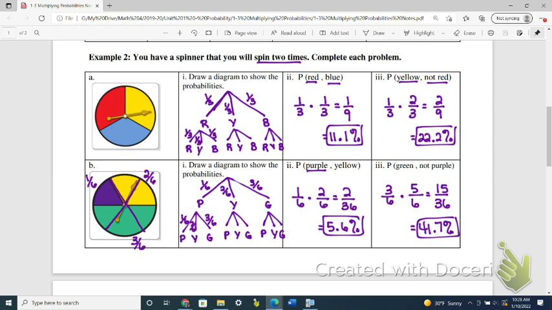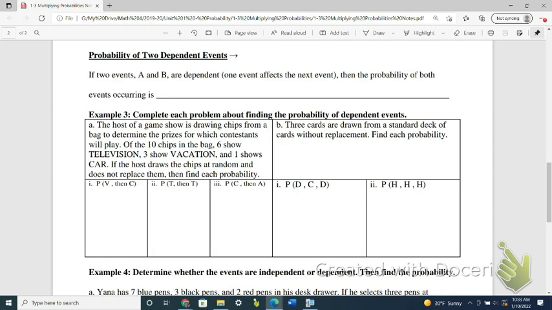Okay, let's take a look at dependent events. So the probability of 2 dependent events, if 2 events A and B are dependent, one affects the next, then the probability of both occurring is the probability of A and B, so just like we had up front. So that's the probability of A times the probability of B following A.